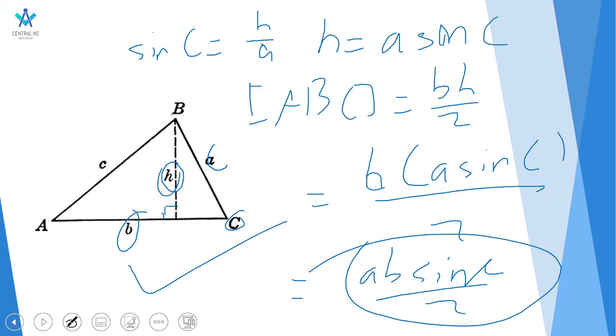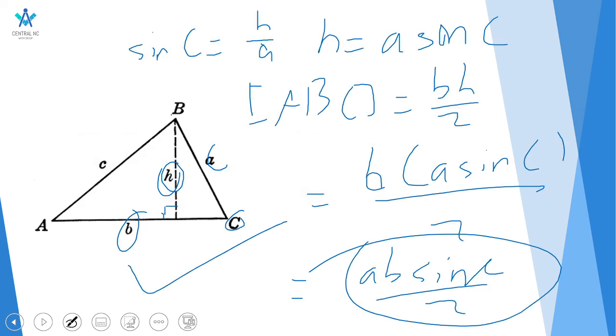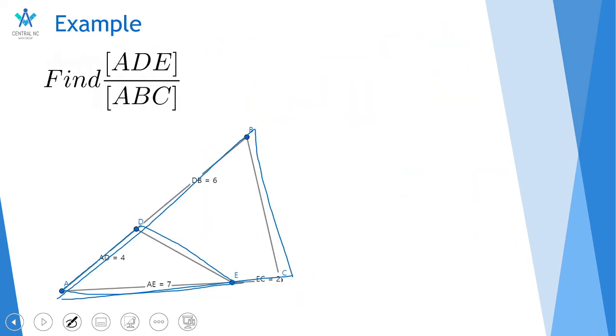Instead of memorizing this AB sine C, you're just kind of supposed to know that it's the product of the two sides and the sine of the angle between them. So if you have a triangle, sides A, B, and the angle between them, over 2 is the area. This is how you're supposed to use it. And we're going to use it like here.